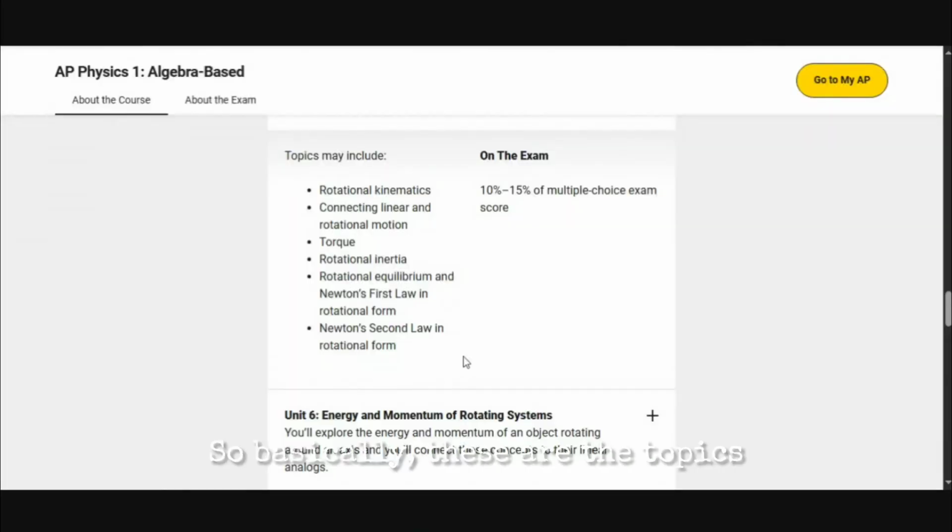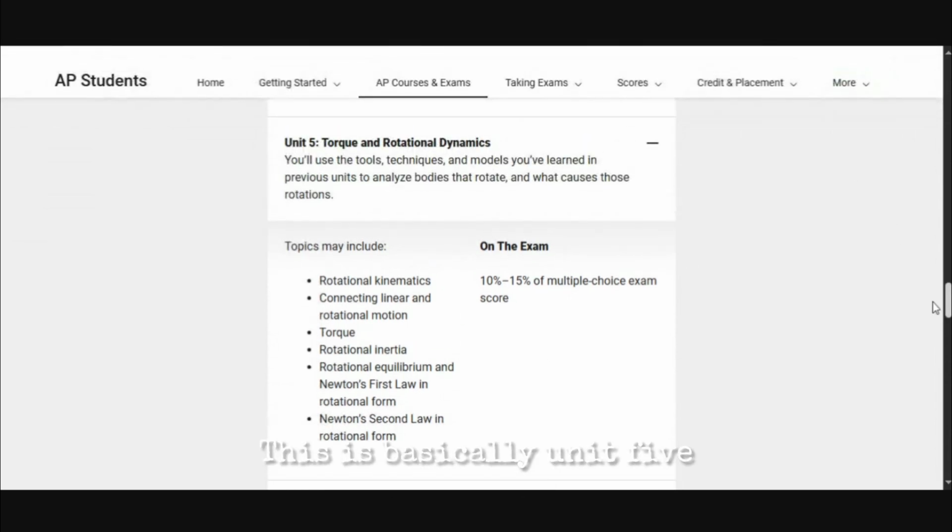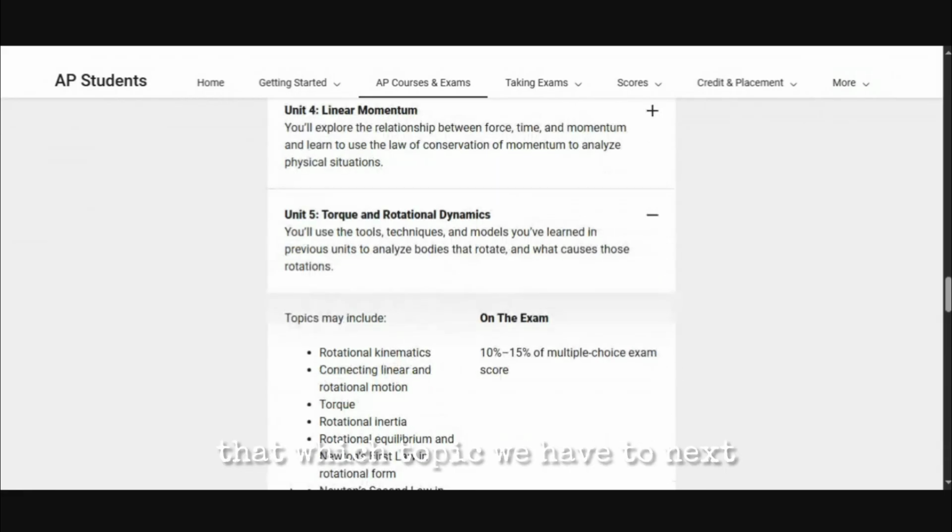So basically, these are the topics that we are supposed to cover in rotational mechanics. This is basically Unit 5, which deals with rotational dynamics. So let's talk about it a little and keep the topics in mind.